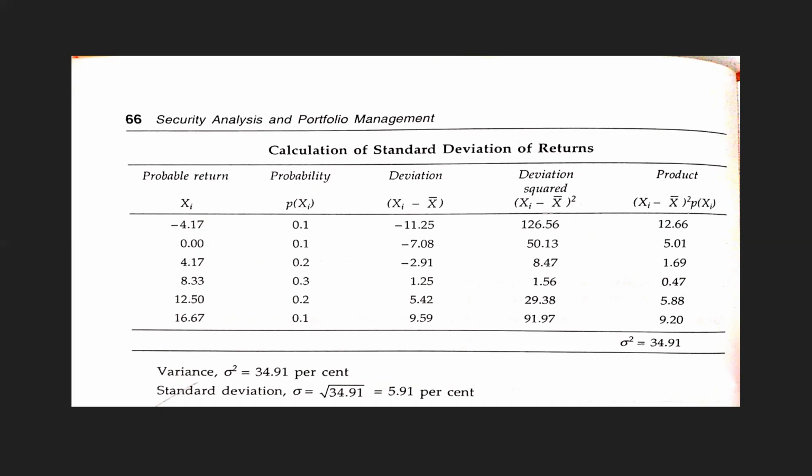Find the root to calculate the standard deviation. The root of 34.91 is 5.91%. And that is how you calculate the standard deviation. I hope that much is clear.